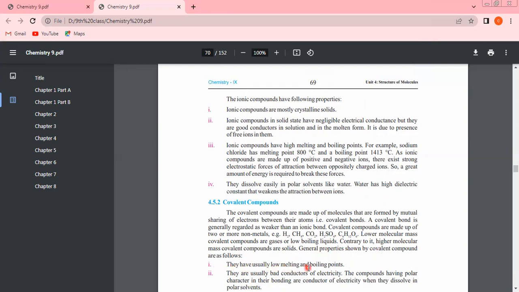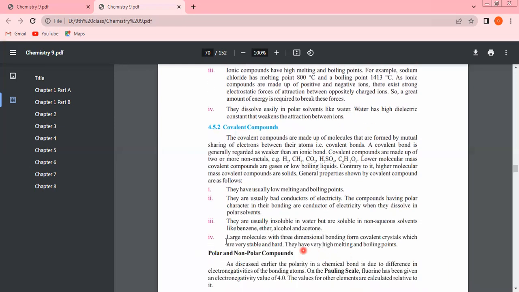They have usually low melting and boiling points. They are usually bad conductors of electricity. The compounds having polar character in their bonding are conductors of electricity when they dissolve in polar solvent. They are usually insoluble in water but are soluble in non-aqueous solvents like benzene, ether, alcohol, and acetone. Large molecules with three-dimensional bonding form covalent crystals, which are very stable and hard. They have very high melting and boiling points.